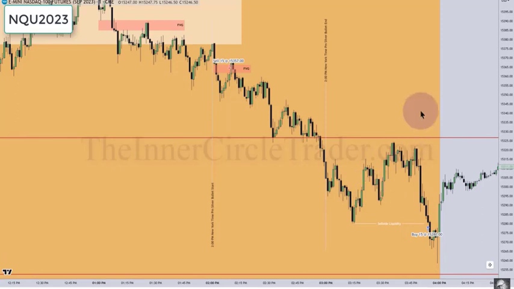I'm not trying to buy it. I want to see, does it take out that low that's formed in the last hour of trading. Here is sell side. My limit order was placed right there. As it went down into it, boom.